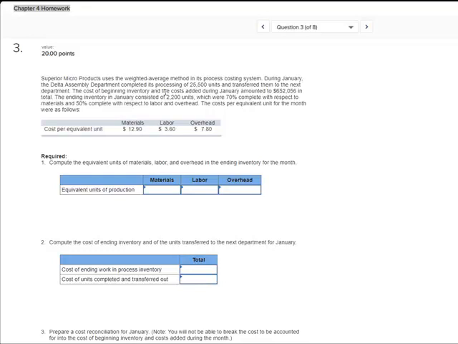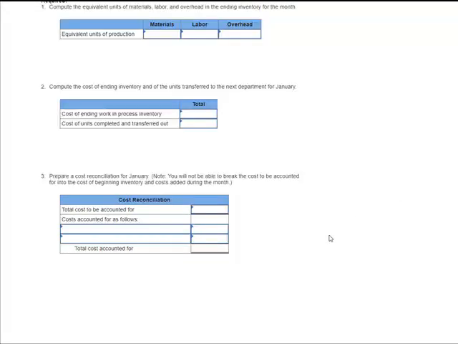So you'll take the number of physical units in ending work in process given up here, multiply by the percentage of completion with respect to materials, and put that answer in the materials box. And then the percentage of completion with respect to labor and overhead is the same. So whatever that percentage is times the number of physical units will be the answer that you put in both of these boxes. The other part that's a little bit different is step 3.